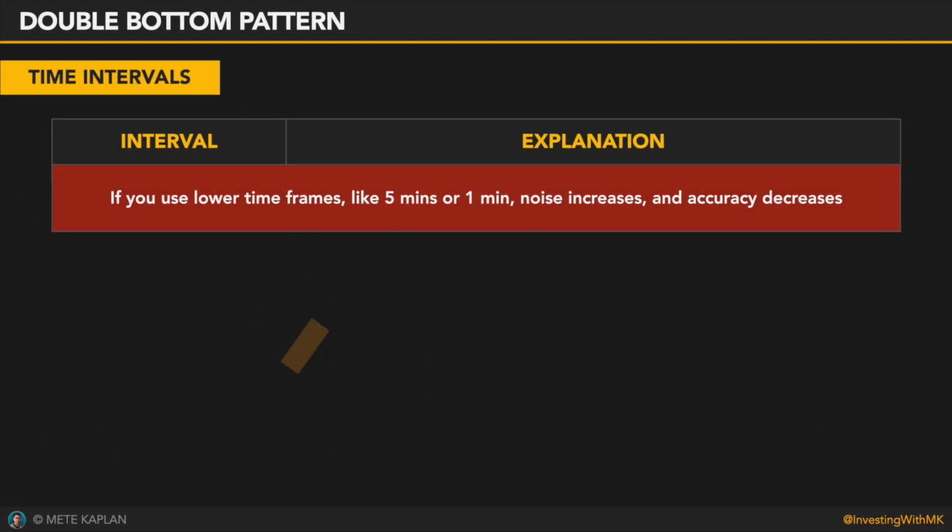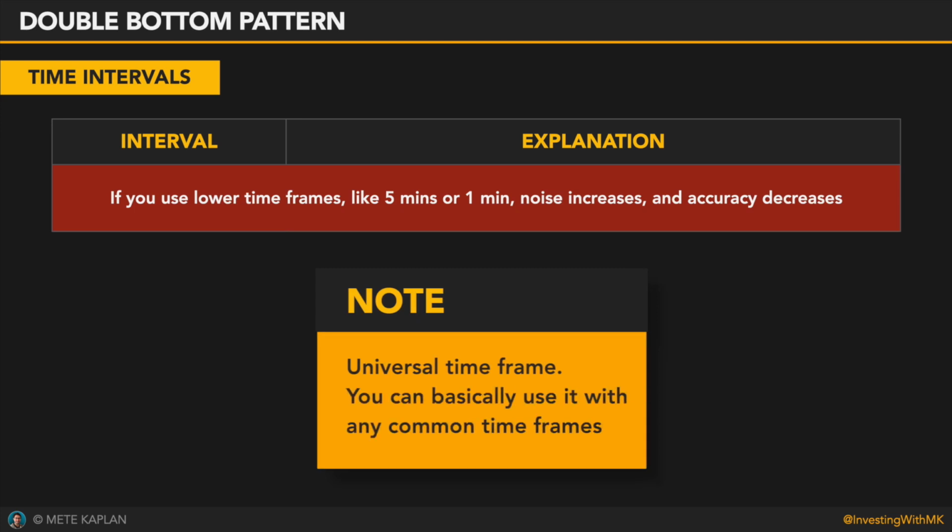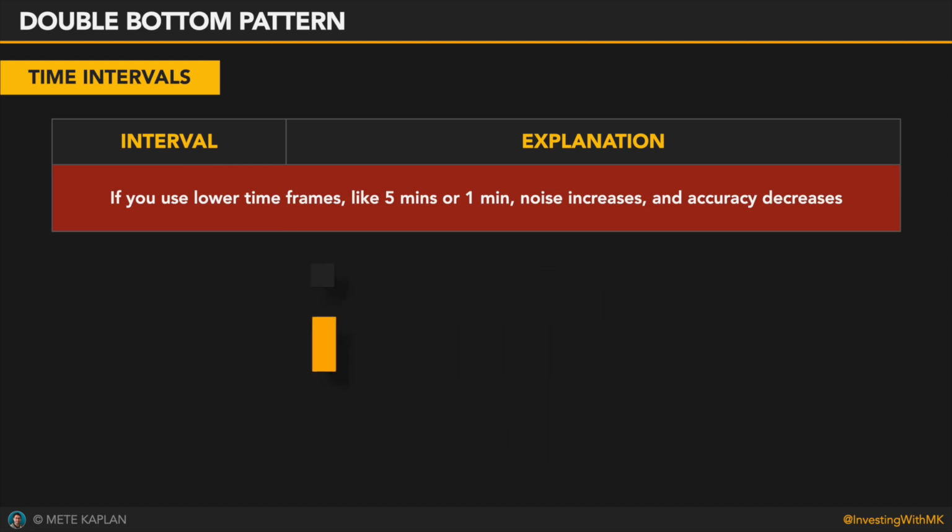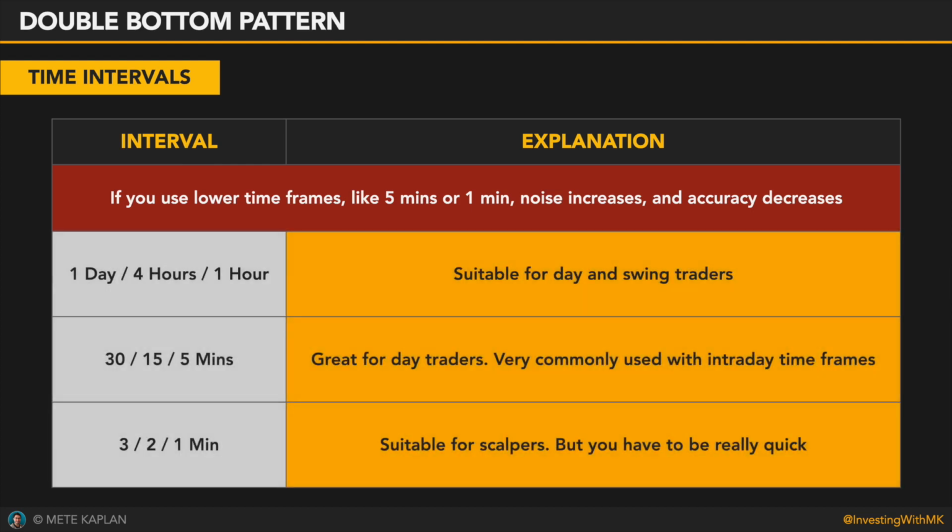Time frames. Okay, this is one of the universal time frame patterns. It is used by scalpers to investors. You can basically use it with any common time frames, 5 minutes, 15 minutes, 30 minutes for quick gains in and out, 1 hour, 4 hours, 1 day for swing trades. However, if you use lower time frames like 5 minutes or 15 minutes, noise increases and accuracy decreases. If you're an investor for the long term, I would check trend channels before using double bottoms.